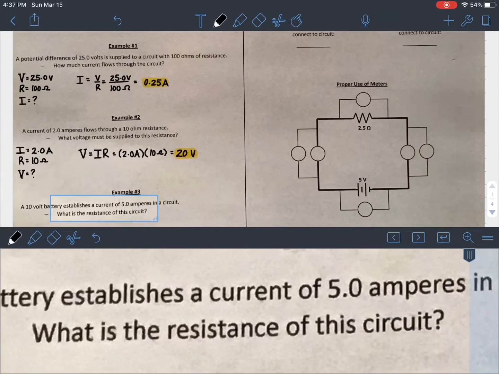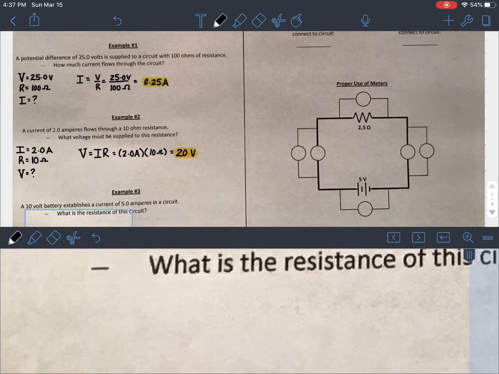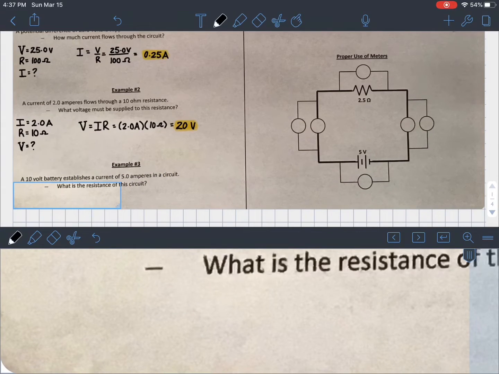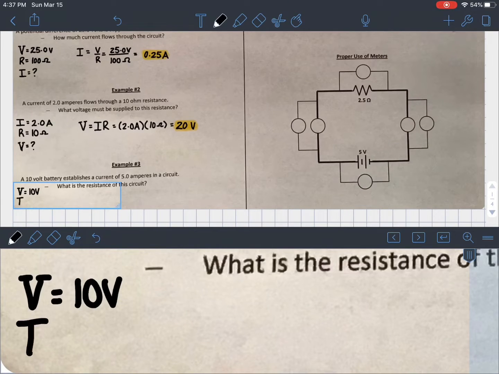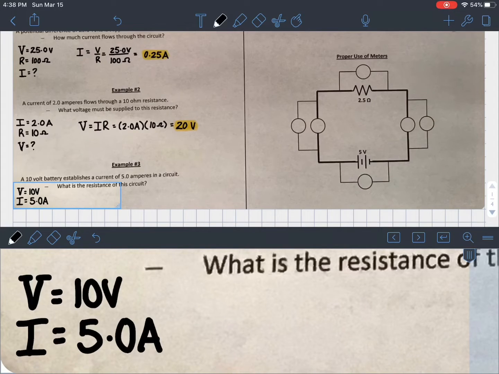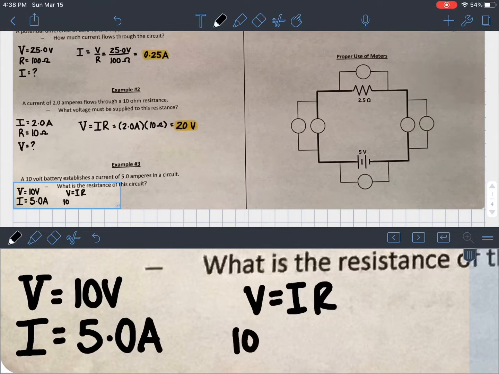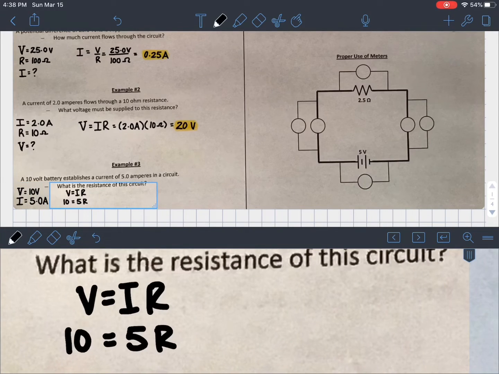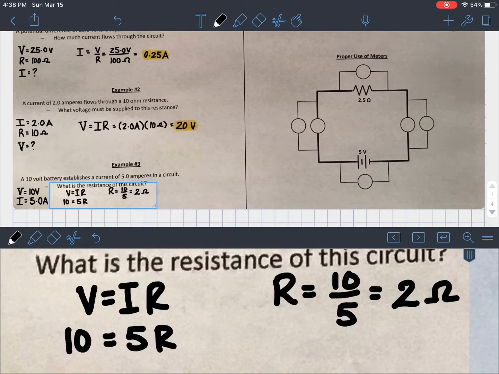Example 3. A 10-volt battery establishes a current of 5 amperes in a circuit. What is the resistance of this circuit? Your voltage is 10 volts. Your current is 5 amperes. And the question is, what is the resistance? So R equals question mark. Now we do not have the equation solved for R, so we're going to have to fill in variables and then solve for R. You have 5 times R, which means you want to move the 5. So you're going to have to divide both sides by 5, and that'll give you 2 ohms of resistance.